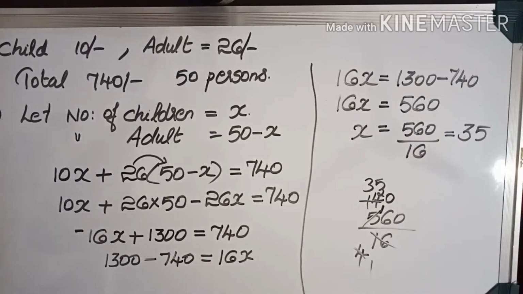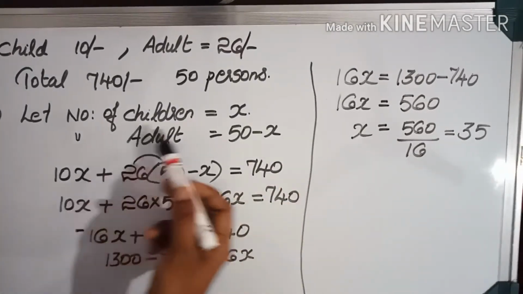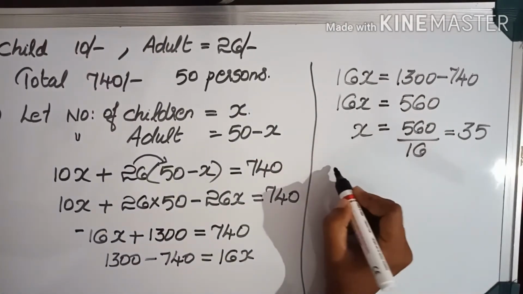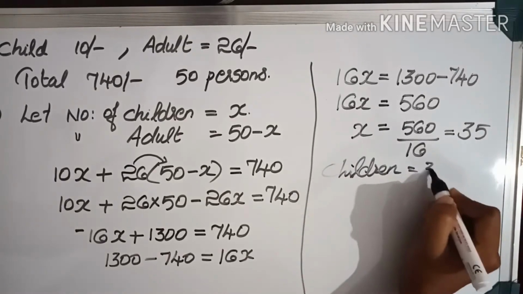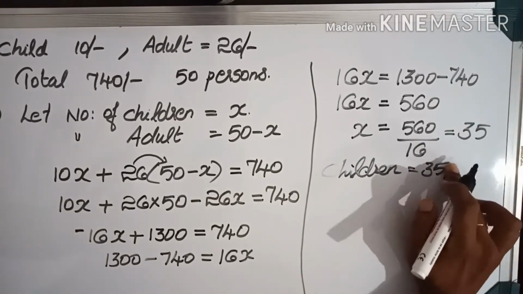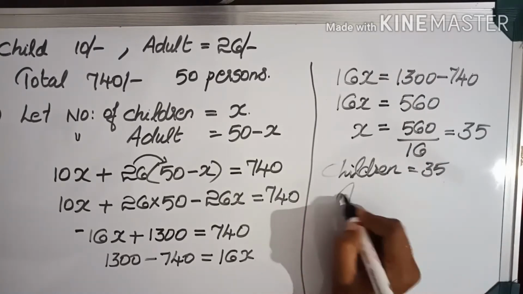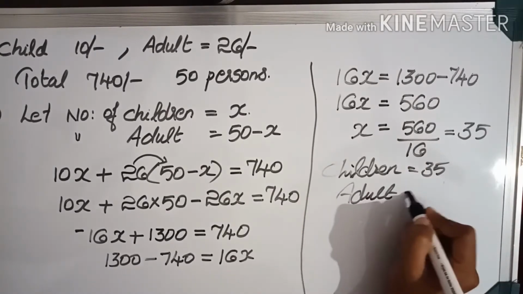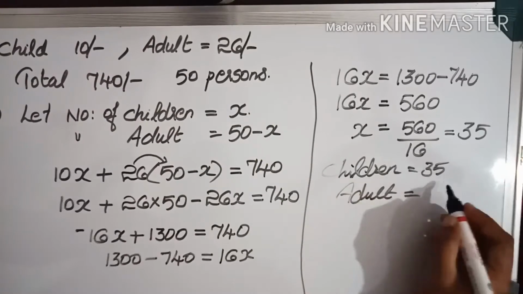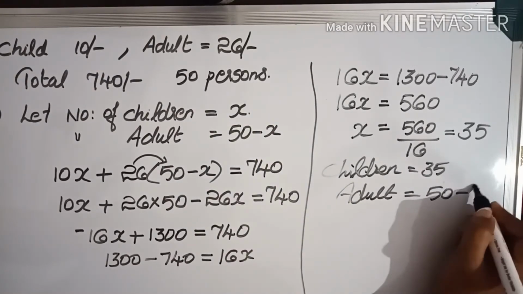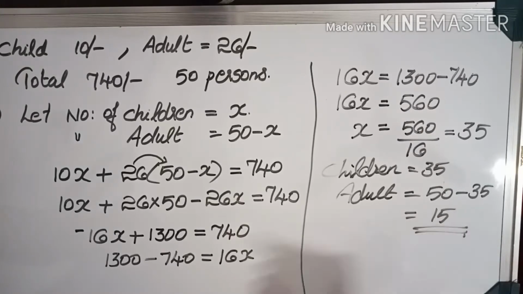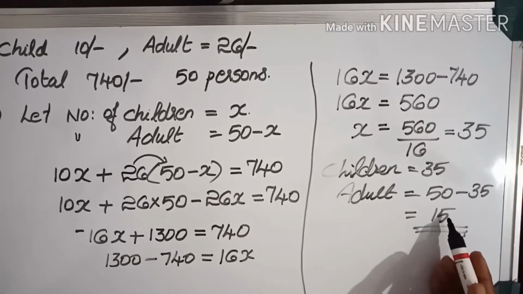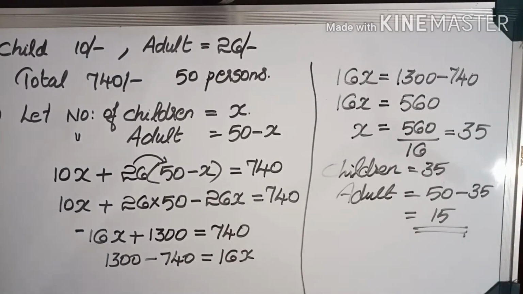That means x is the number of children. So how many children were there? 35 children were there. Then adults, how many adults will be there? Out of 50, 35 means 50 minus 35. That means 15 adults were there. So 15 adults and 35 children were there in that exhibition.